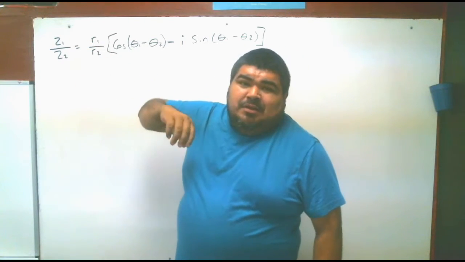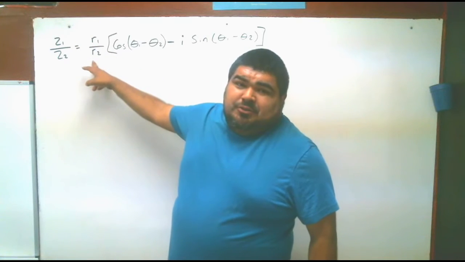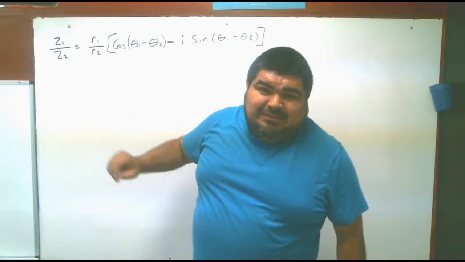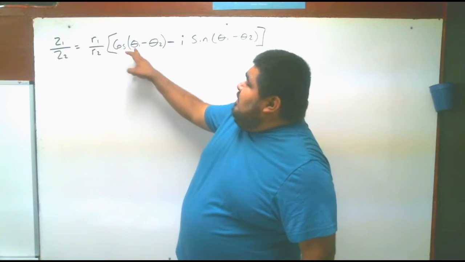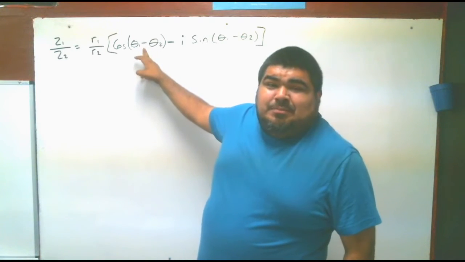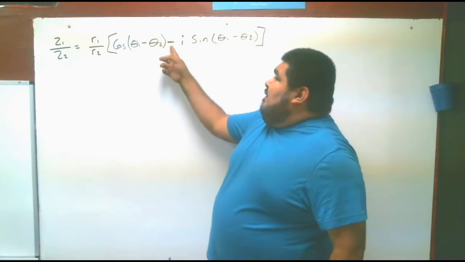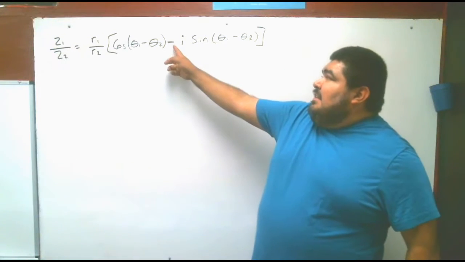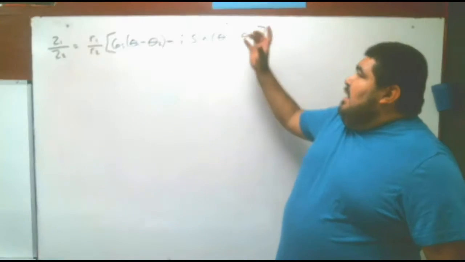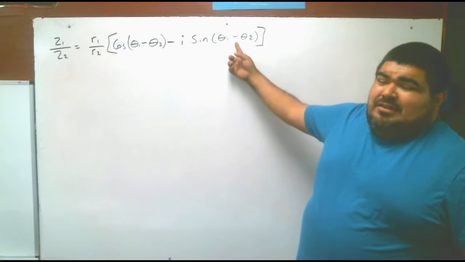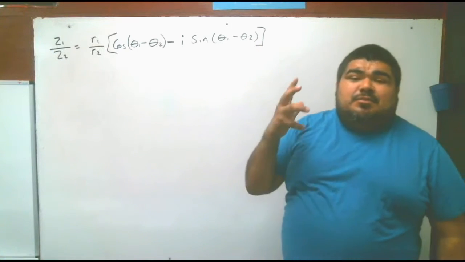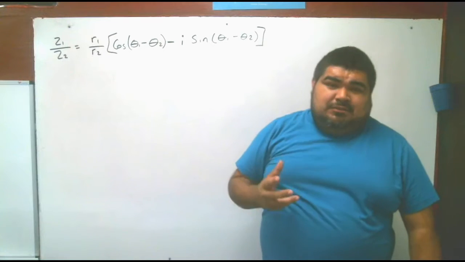We have R1. Last class it was R1 times R2. Today we're doing R1 divided by R2, which is our radius. Our angle last class was theta 1 plus theta 2. Today for division it is minus. And then we have a plus between the cosine and the sine. Last class, this time we have a minus for division. And again, we have a subtraction for sine of theta 1 minus theta 2. Last class for multiplication was a plus. Today is a minus. Okay?